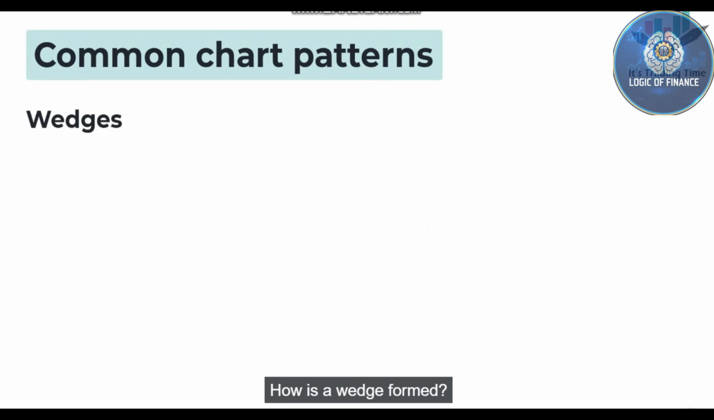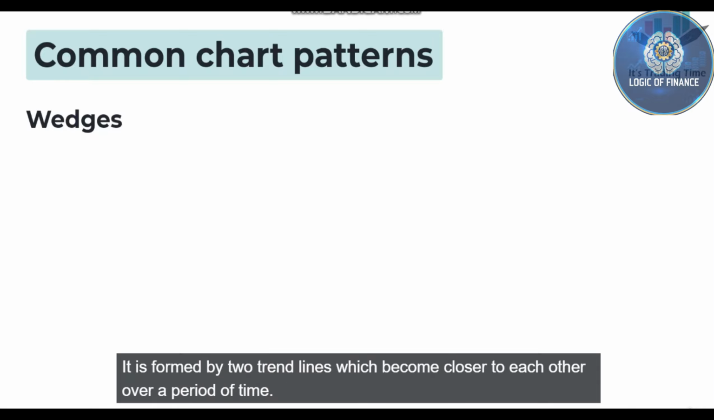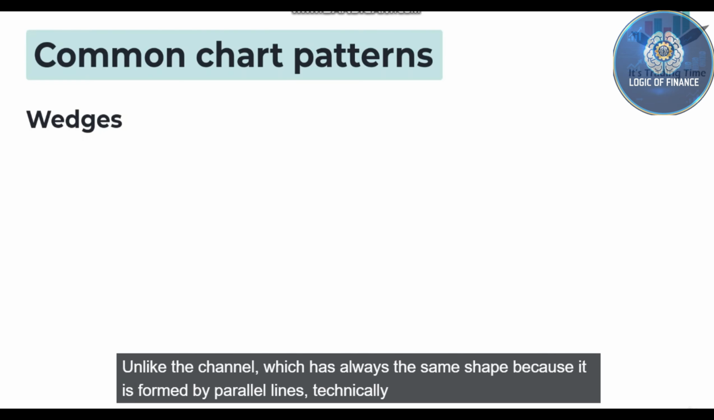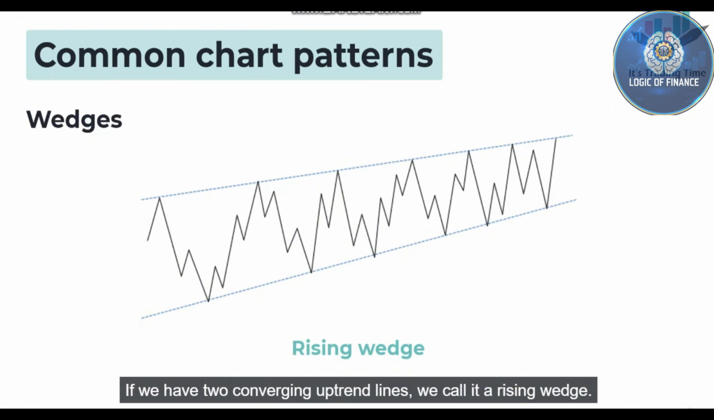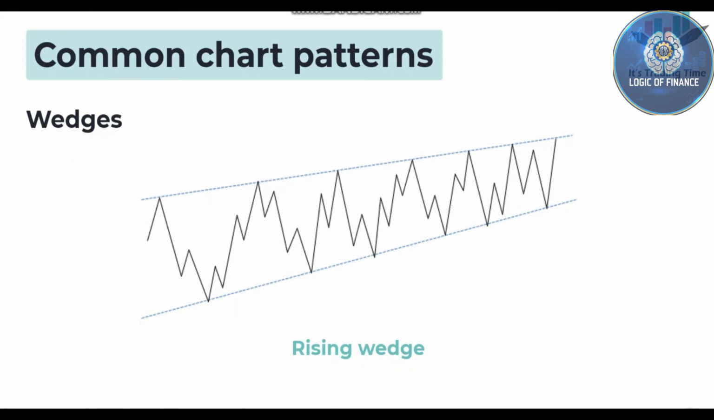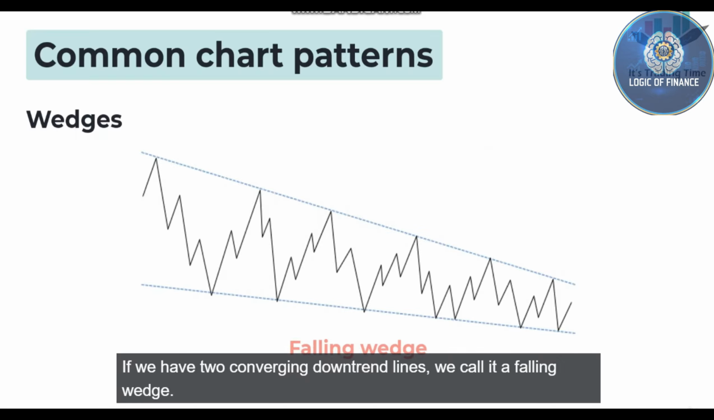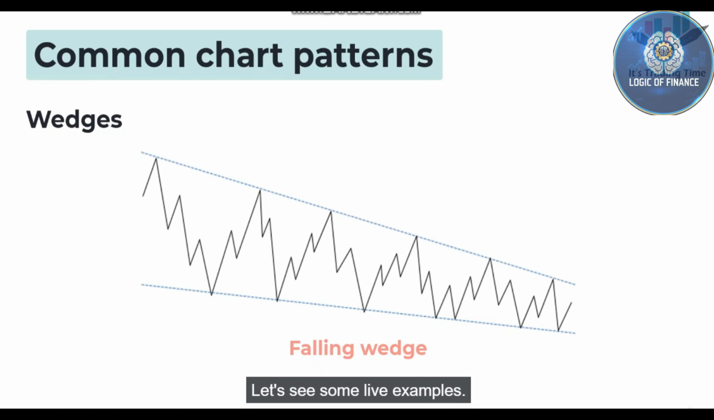How is a wedge formed? It is formed by two trend lines which become closer to each other over a period of time. So the wedge shape is wider on the left-hand side than on the right, unlike the channel which has always the same shape because it is formed by parallel lines. Technically, the two trend lines forming the wedge go in the same direction. If we have two converging uptrend lines, we call it a rising wedge. If we have two converging downtrend lines, we call it a falling wedge. Let's see some live examples.